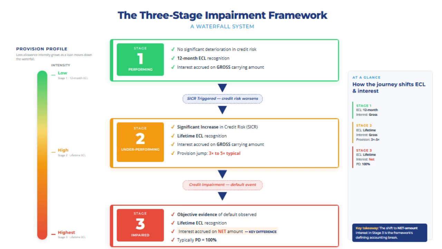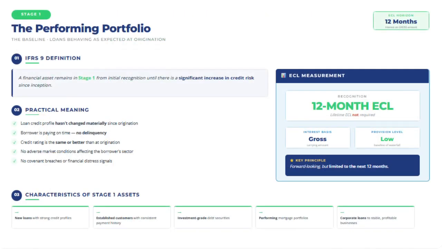So, the key takeaway is that each stage represents a different economic reality and triggers different accounting treatments. So, master this waterfall and you have mastered IFRS 9, if you have completely understood this waterfall system. Now, welcome to stage 1, the performing portfolio. And this is where the healthy loan lives. And it's the foundation of IFRS 9.